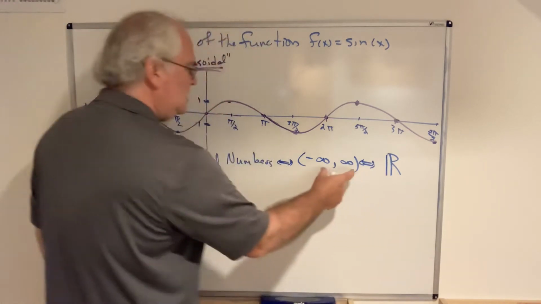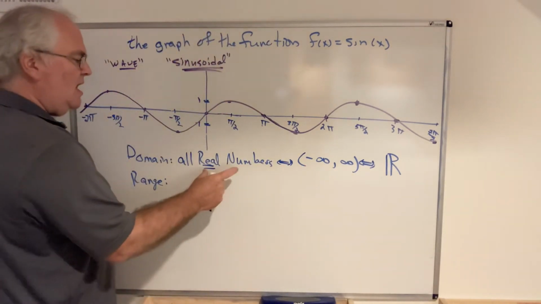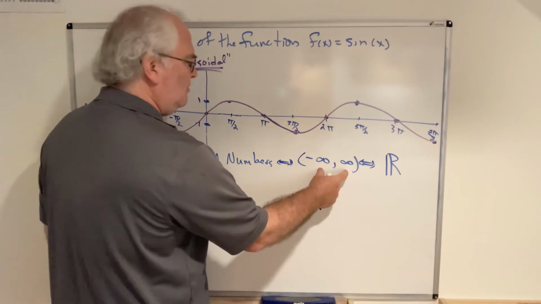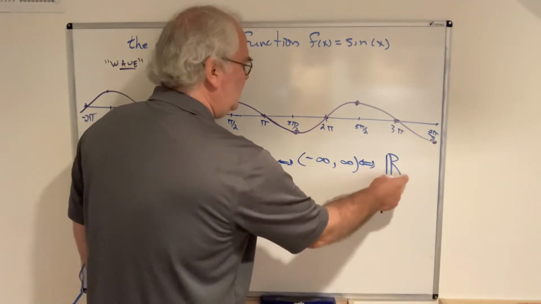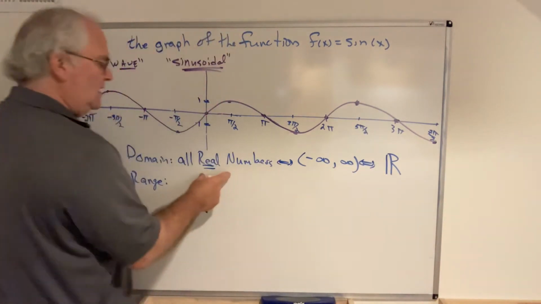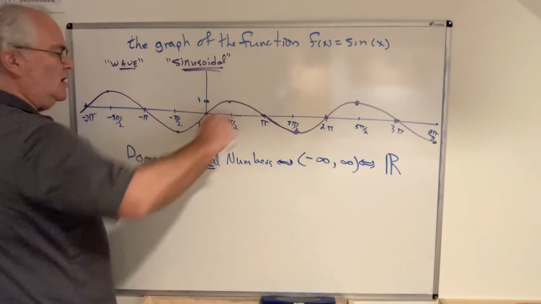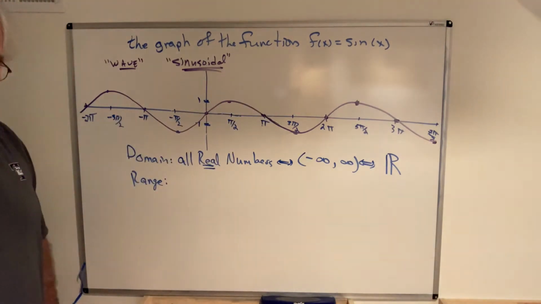The real numbers. Everything on the number line. Any decimal value. The domain of the sine curve is all the real numbers.